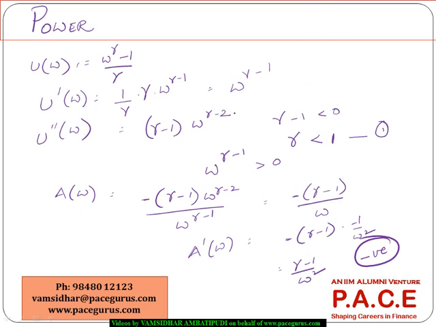Now the same logic, if I am going for relative risk aversion, I just need to multiply this by W, which gives me the relative risk aversion value as minus of gamma minus 1, and from here R dash of W comes out to be 0. So because it is 0, this is also a kind of isoelastic function. The power function is also an isoelastic function. It is exhibiting constant relative risk aversion. So it is also exhibiting a decreasing absolute risk aversion.